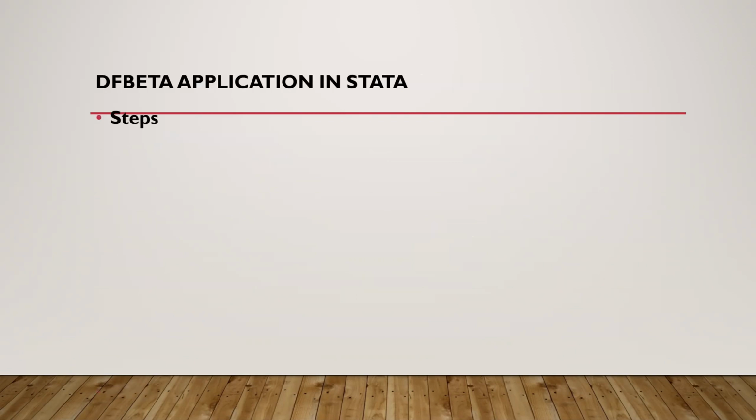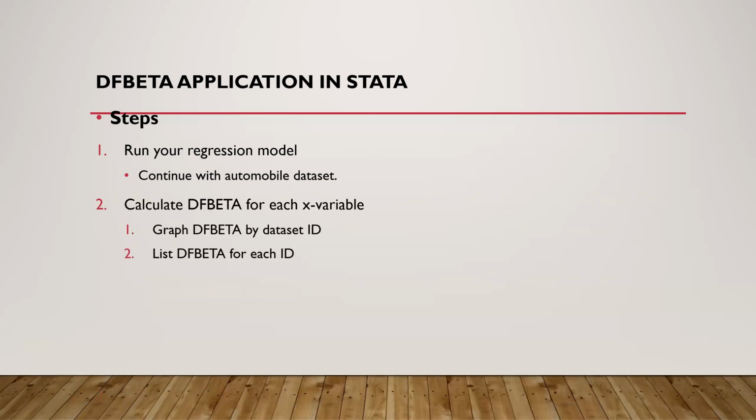We can follow these steps to check whether we have influential observations or not. First, we run an OLS model, and we continue in this example with the automobile dataset. Then we will calculate the DFBETA for each of the X variables, and then we can just graph or list to see what we have. And if some of the values are greater than 2, we can remove the outliers or the influential data in order to have a correct model. Let's do that in STATA now.